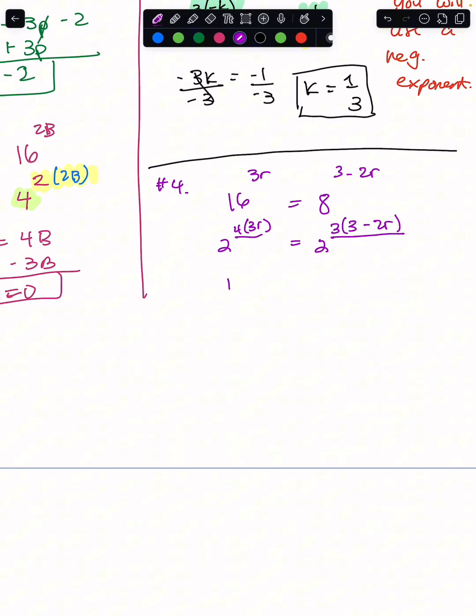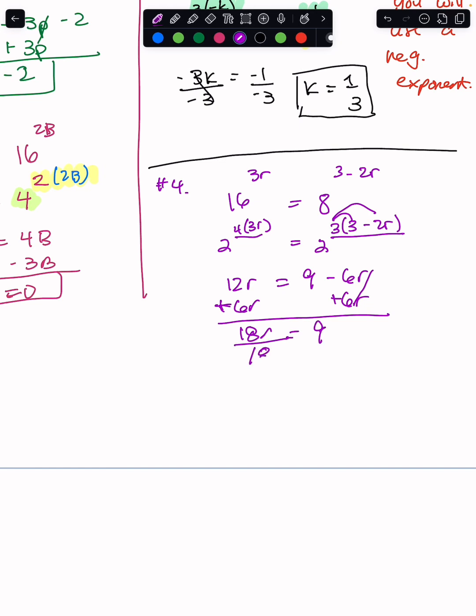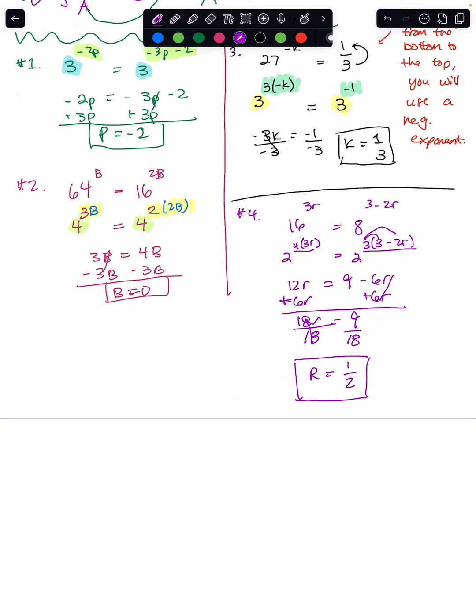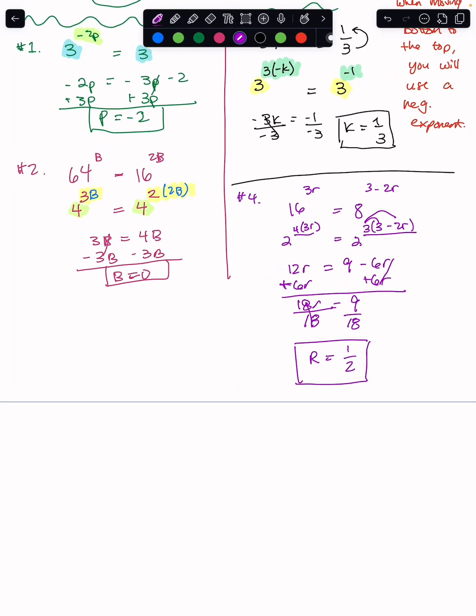4 times 3r is 12r. Then I've got to distribute that. 3 times 3 is 9, and that's -6r. Okay, I'm going to add 6r to both sides, and this ends up becoming 18r equals 9. Divide both sides by 18, and when we reduce, r is equal to 1/2. Okay? That is the first 4.